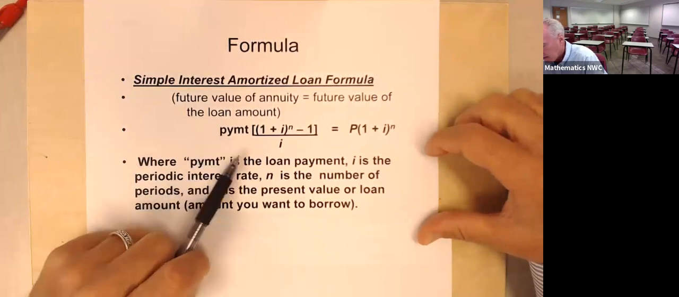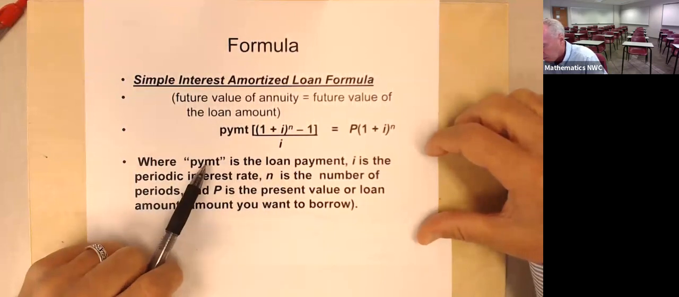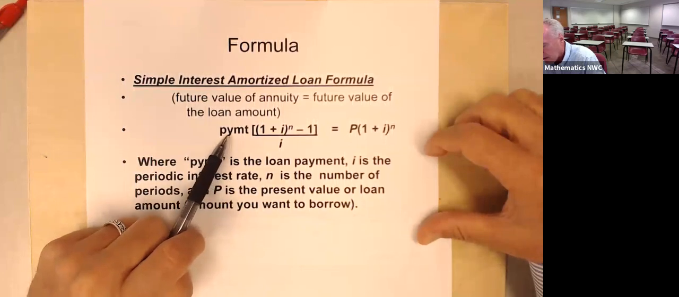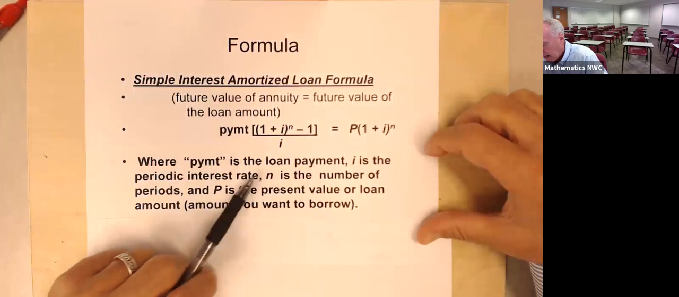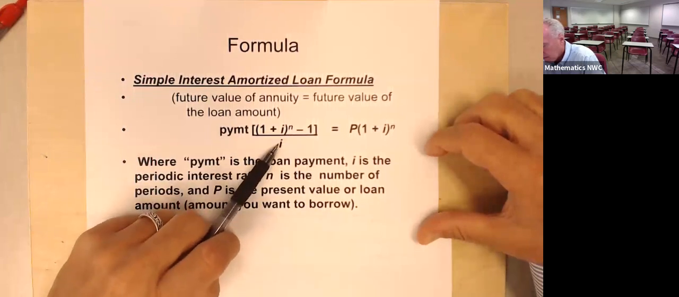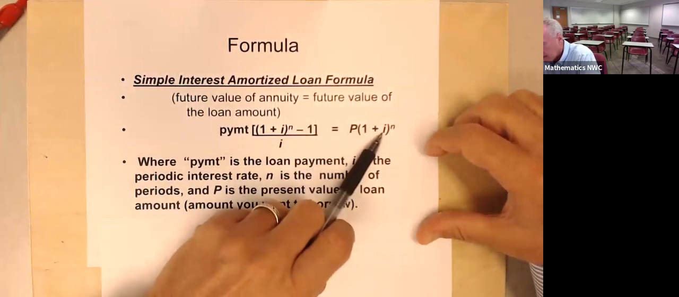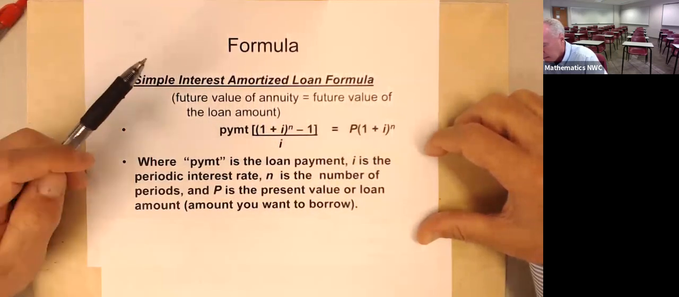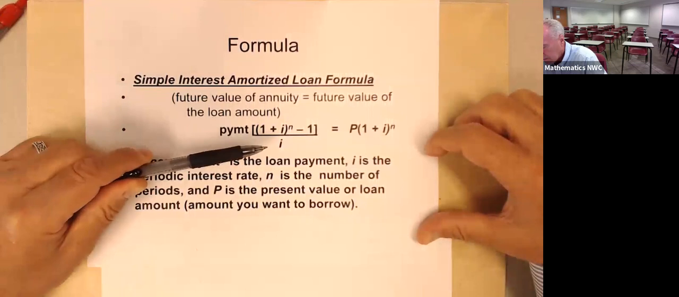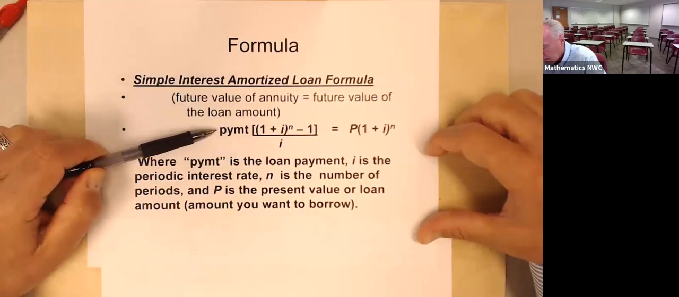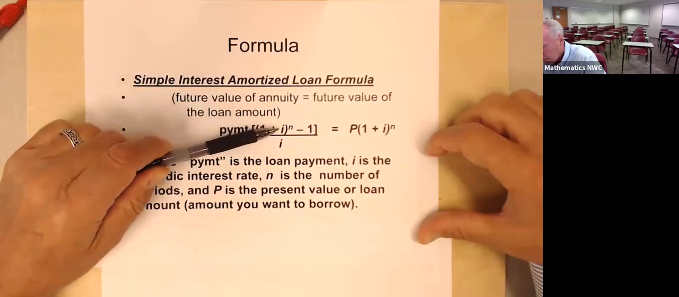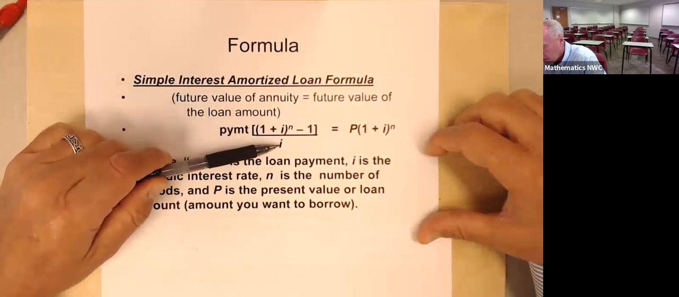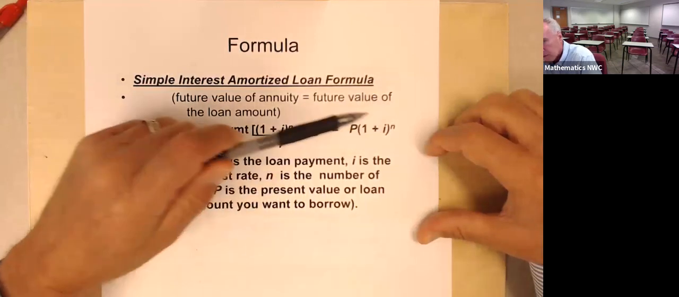This payment is your loan payment, or you would refer to it as your house payment, your monthly house payment, the loan payment. I is the periodic interest rate. That's both of these I's as well as that one. It's always the interest rate divided by how many times it's compounded. Most of the time, these are monthly payments, so it's interest rate divided by 12.